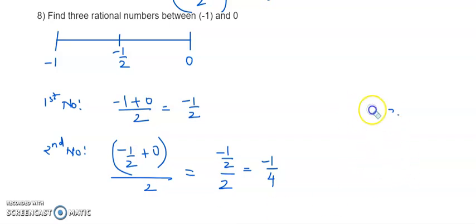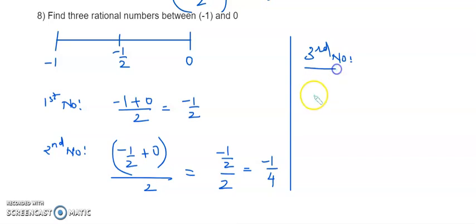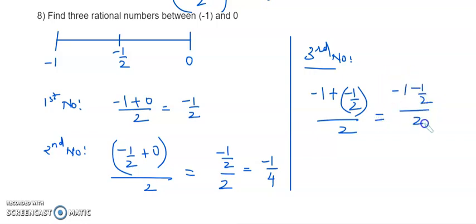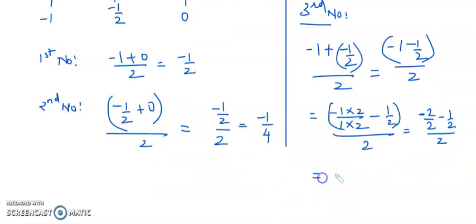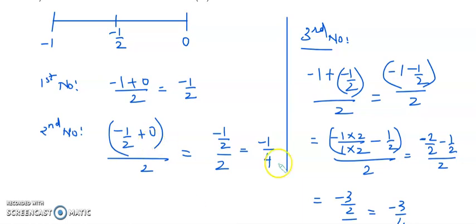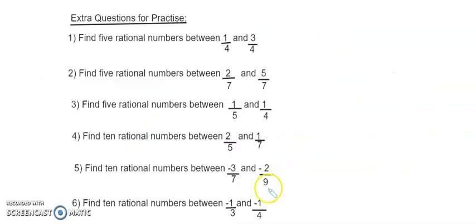Am I clear? And for the third number, what will we do? We take negative 1 plus negative half, divided by 2. So we have to find the LCM. The LCM is 2, so negative 2 by 2 minus half, which is equal to negative 3 by 2 divided by 2, which is negative 3 by 4. Hope I'm clear. So what are we doing? We are adding the corners and dividing by 2. Am I clear? These are your extra questions.